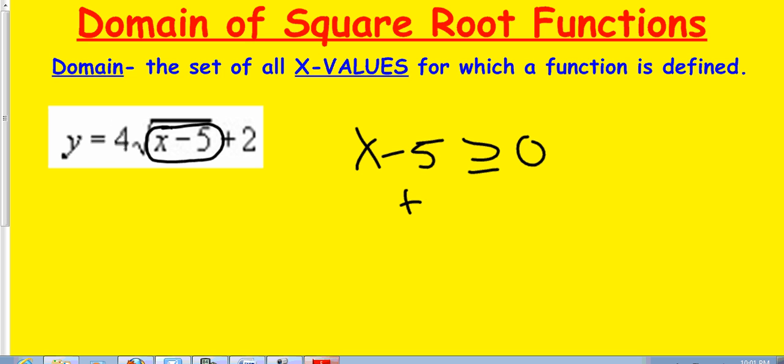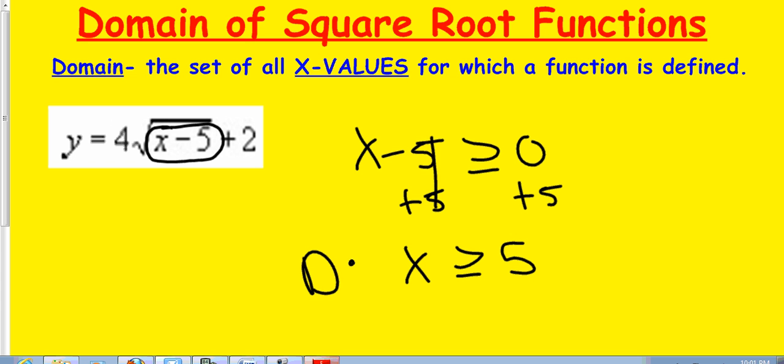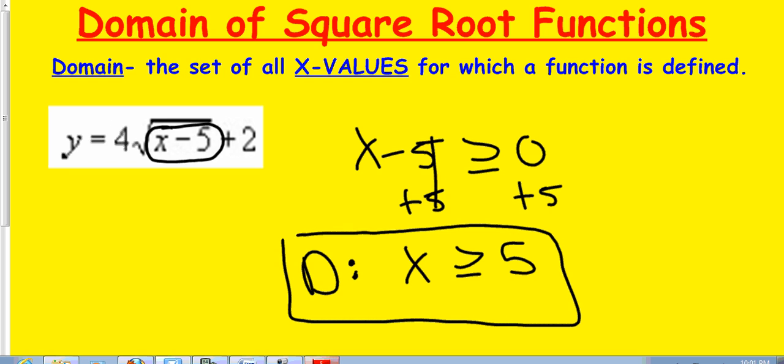Once again, we solve for x. We add 5 on both sides. 5 minus 5 is 0. We're left with x is greater than or equal to positive 5. So the domain of this function is all the x values greater than or equal to 5.